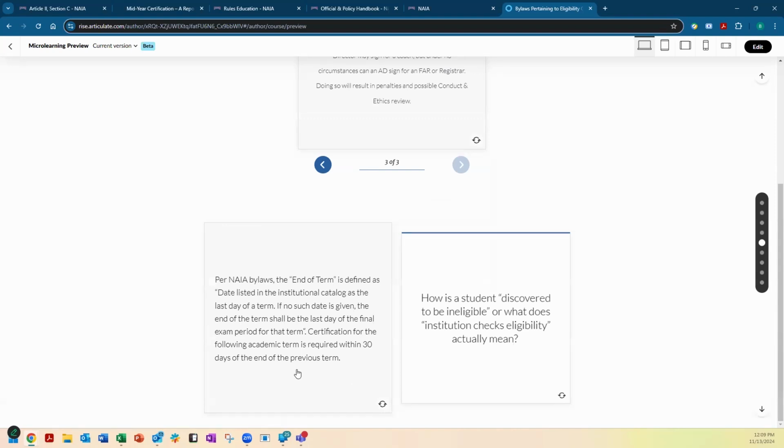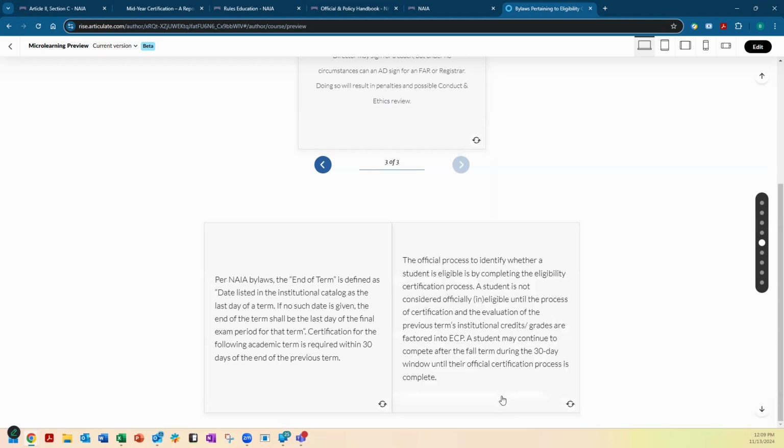And then the big question we also get is, how is a student to be discovered to be ineligible? Or what does "institution checks eligibility" actually mean? This is a big question. So the official ECP process is the process that identifies whether a student is eligible to compete under NAIA regulations. A student is not considered officially ineligible until the process of certification and the evaluation of the previous term's institutional credits and grades are factored into ECP. So a student may continue to compete after the fall term, during the 30-day window, until the official certification process is complete.